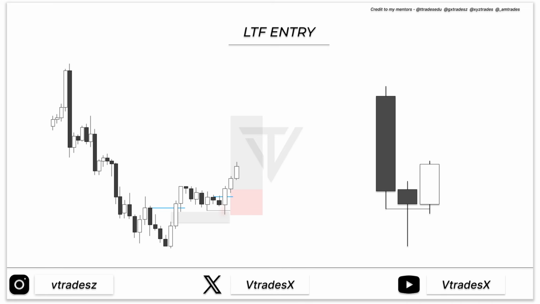Step 3. Lower time frame entry, the confirmation order block. This is where we get surgical with our entries. We use a lower time frame for execution while maintaining alignment with our higher time frame bias.